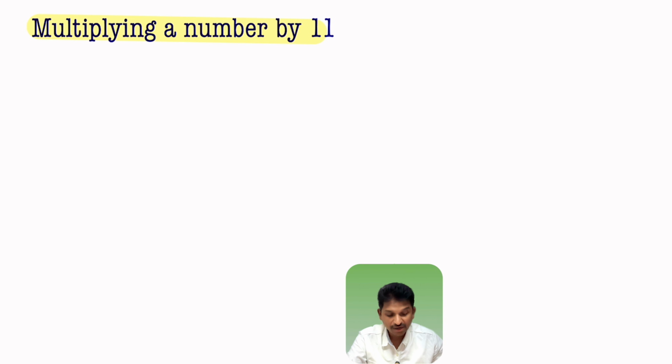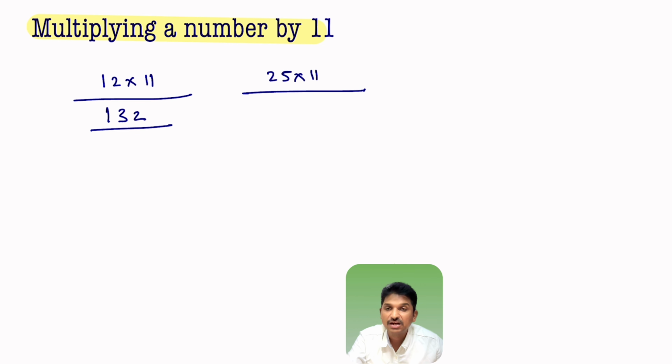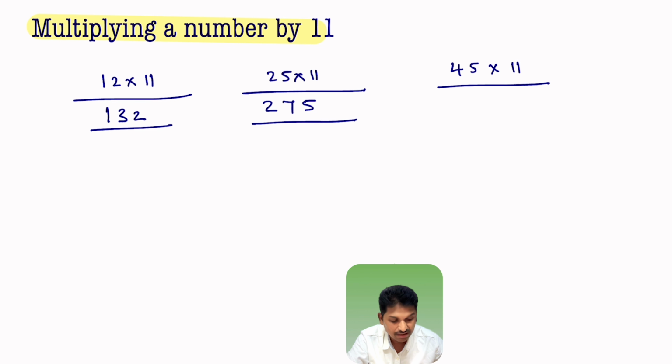Multiplying a number by 11. For example, 12 into 11 you want to calculate. Very simple. This 1, 2 is there. You write like this. 1 plus 2 is 3. So, 132. 25 into 11. You need to calculate this. 25 is there. You separate them. 2, 5. 2 plus 5 is 7. 275. 45 into 11. You write 4, 5 separately. 4 plus 5 is 9. Like this, any number multiplying with 11 is easy.